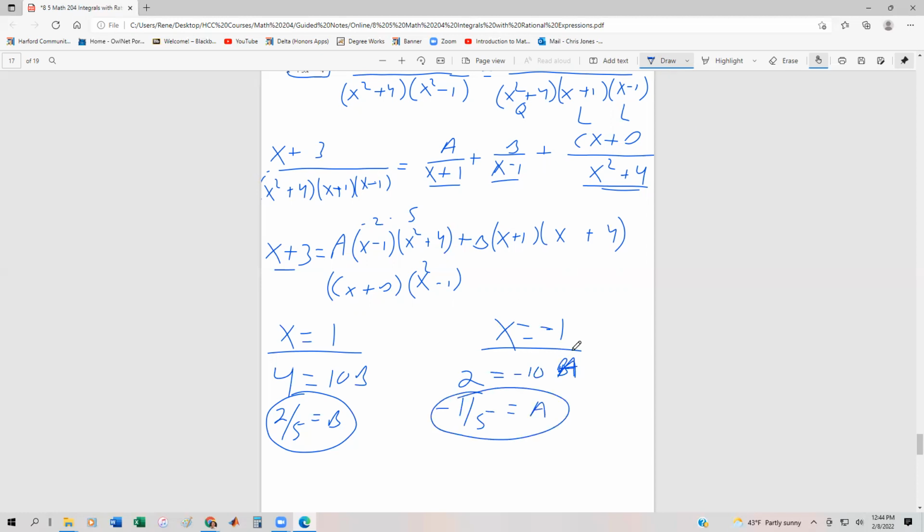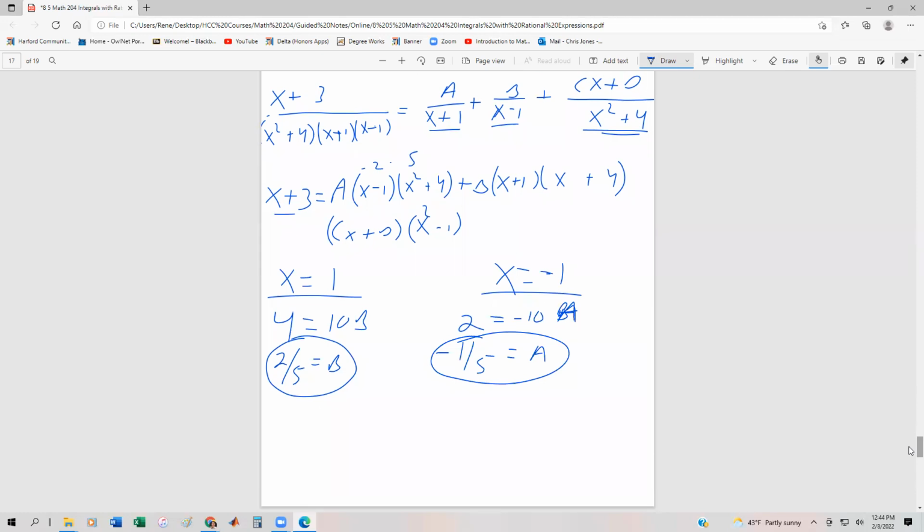All right, so that's helpful. Now we have to do a little bit more of the dirty work. I'm going to back substitute the 2/5 and the 1/5, and let's go ahead and do that. So this is going to become x plus 3 equals negative 1/5, x minus 1, x squared plus 4. And then we have the 2/5, x plus 1, x squared plus 4. And then we have the cx plus d, and that's going to be x squared minus 1.